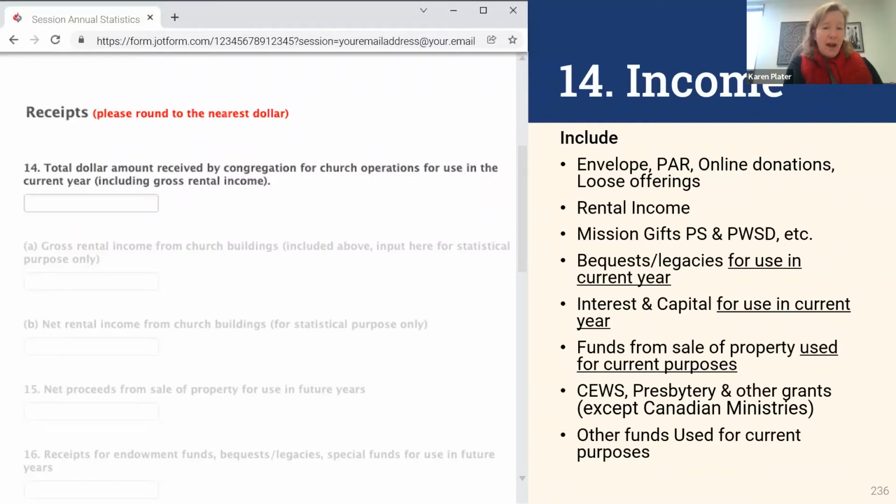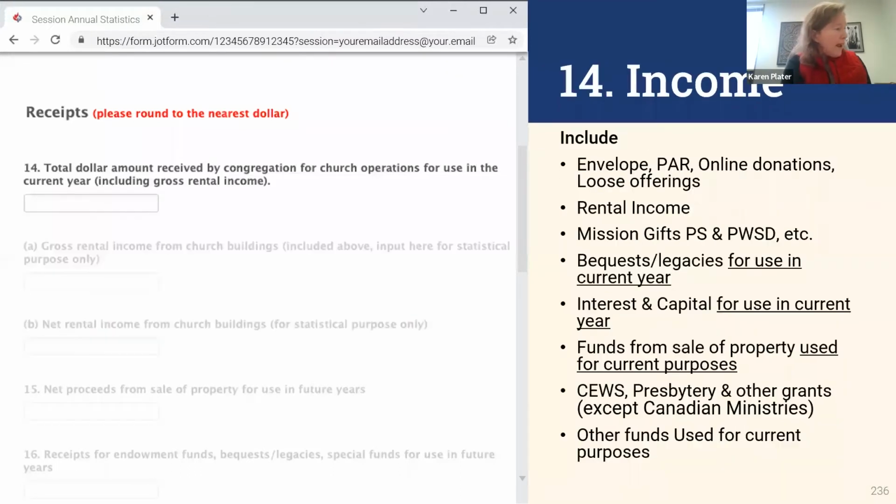The CEWS, so that's the grants that have helped to support your minister, that will be included here because it's money that has come in to support your current year purposes. And any other grants except for Canadian ministry grants, so grants that maybe came from your presbytery, from a municipality, from a foundation, they'll be included in line 14 if they were used for current purposes in the current year. And then any other funds that were used for current purposes. So basically this is going to be the bulk of the income for your congregation. Now we'll look at some of the other lines and see where you record the other funds.